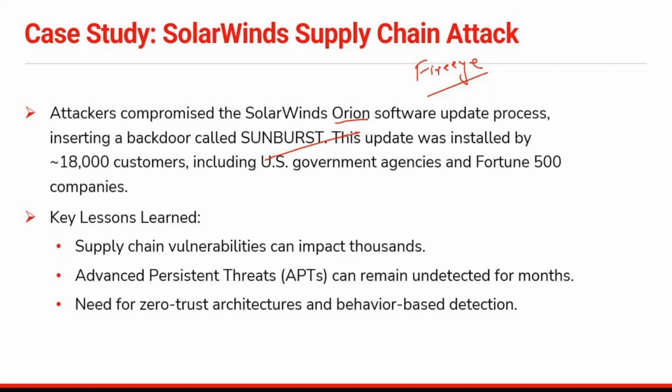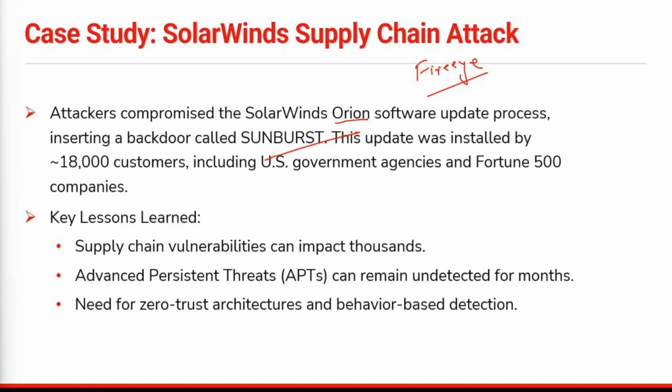Attackers remained undetected for months, collecting sensitive data from the justice, state, treasury, energy, and commerce departments. The breach was first detected by the FireEye cybersecurity firm, which noticed unusual activity in its systems. Microsoft and other security experts later confirmed the attack's scale, right? So that was the attack which happened.